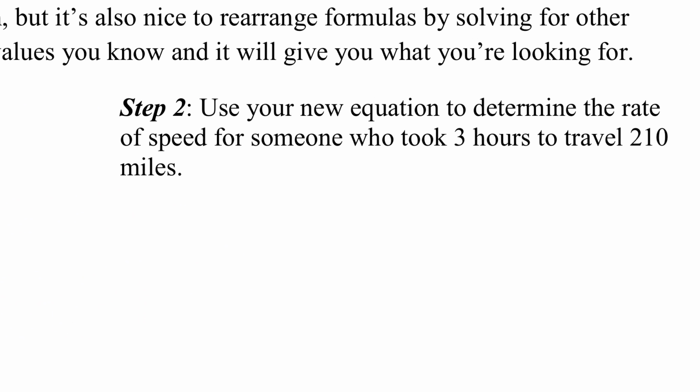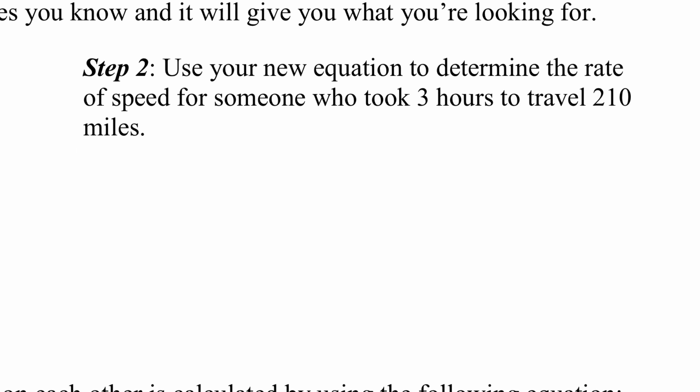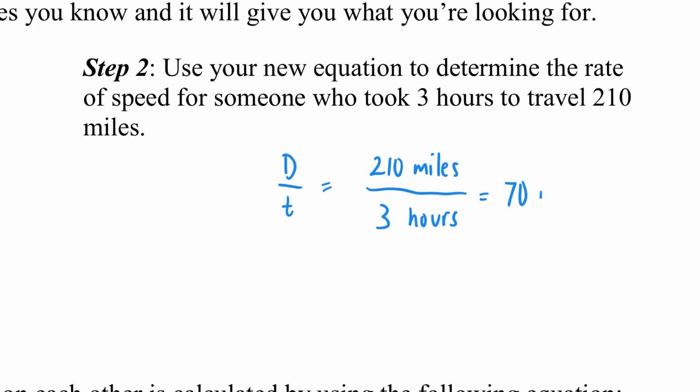Okay? So step 2 says use your new equation to determine the rate of speed for someone who took 3 hours to travel 210 miles. So we already know that we're doing d over t. So in this case, we're going to say 210 miles over 3 hours. So what is that? That's 210 over 3 is 70, and then it's miles per hour, right? Miles divided by hours, miles per hour.